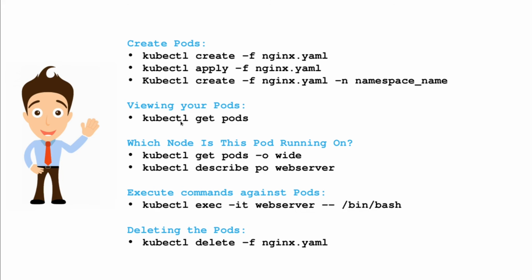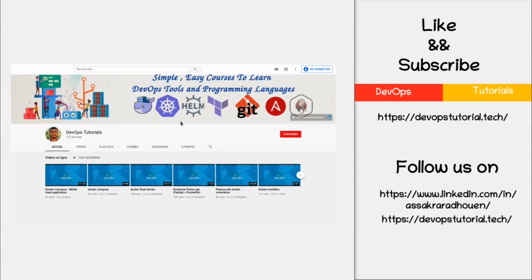To execute a command against a pod, we can use the command kubectl exec -it, for interactive terminal, webserver -- /bin/bash. To delete the pod, we can use kubectl delete -f nginx.yaml or webserver.yaml. This is all for today.